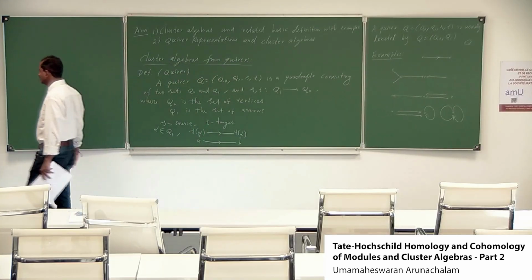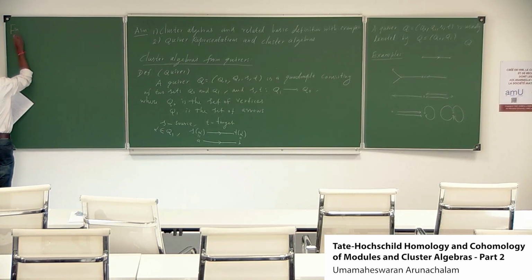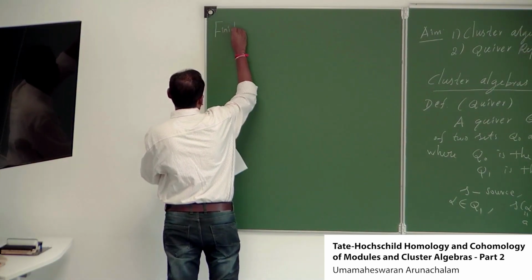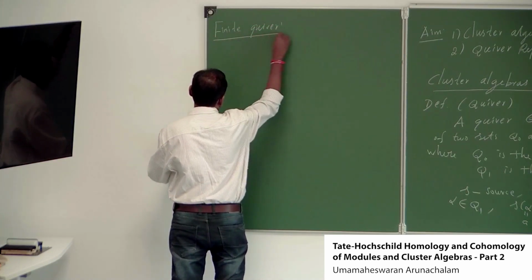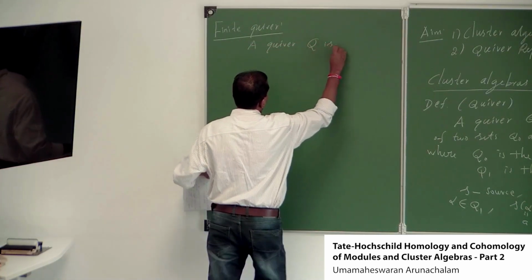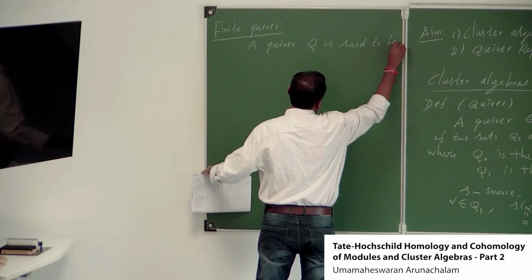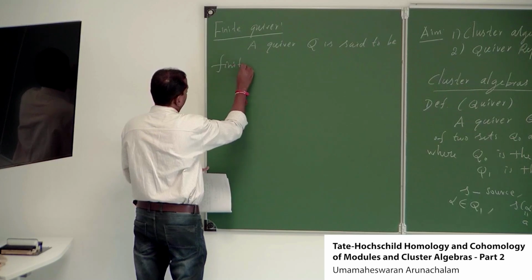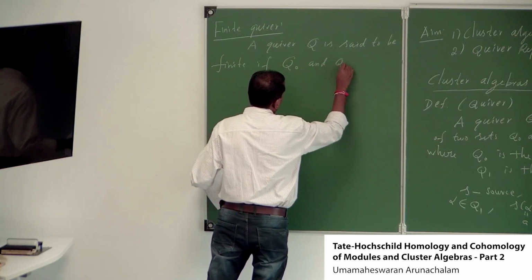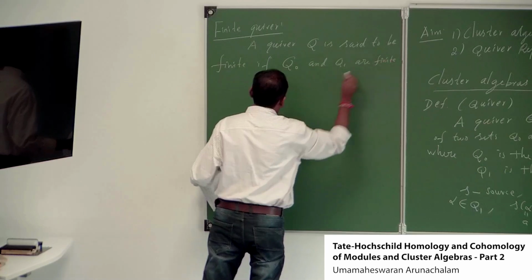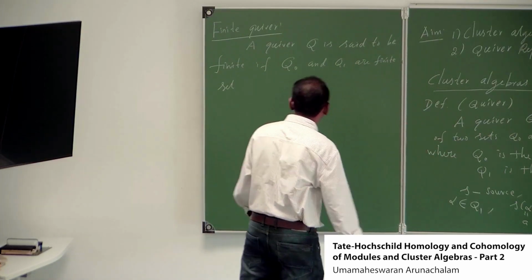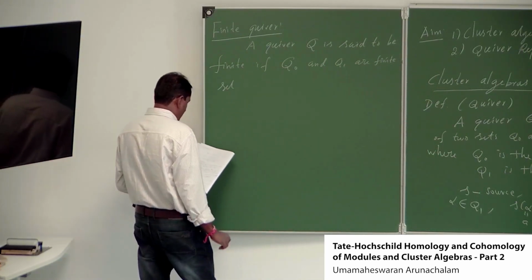Next, finite quiver. What is a finite quiver? A quiver Q is said to be finite if Q0 and Q1 are finite sets, that is, there are a finite number of vertices and a finite number of edges. These examples are also finite quivers.